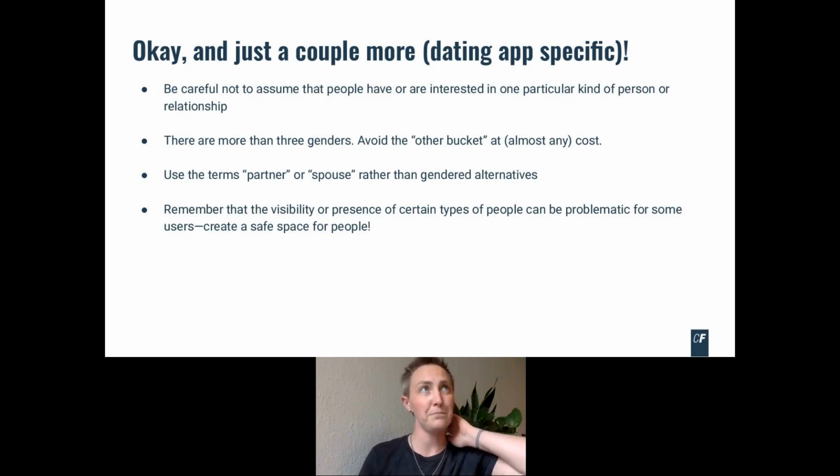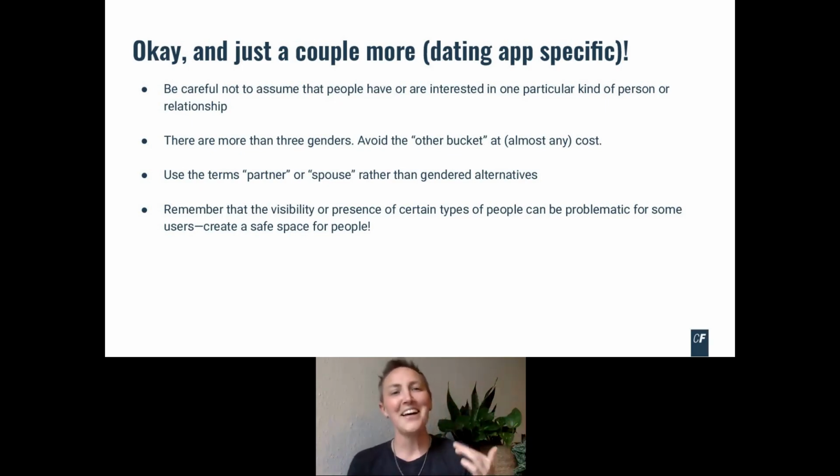And then remember, and this comes from a conversation I actually had with another friend just last week, that the visibility or presence of certain types of people in the dating app setting can be problematic for some users. It's important to find a way to create a safe space for people, to let them determine who is going to see this profile, who's going to have access to me in those ways, right?